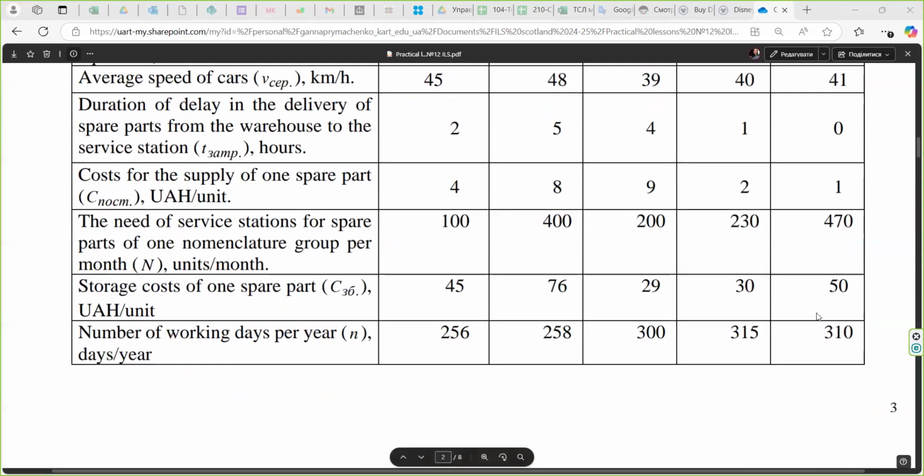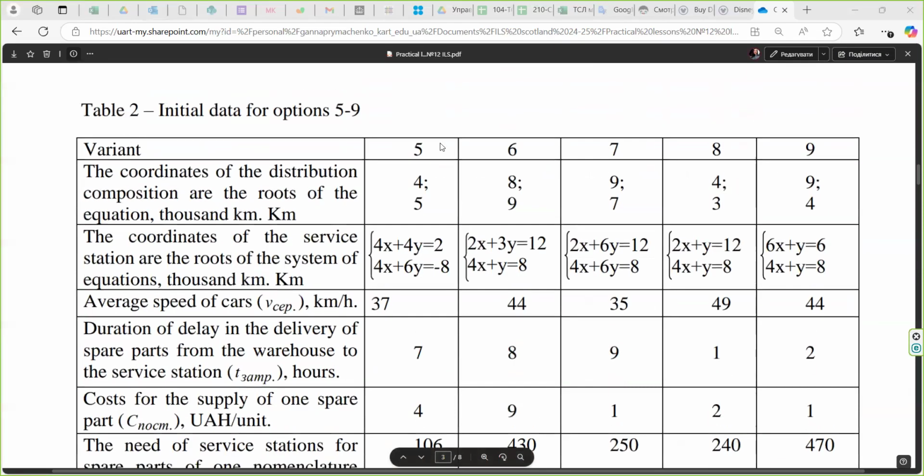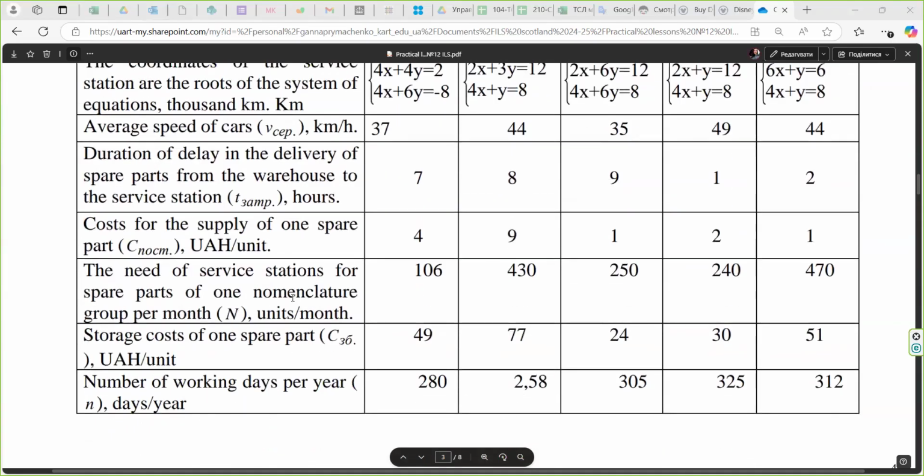For Yana, we also find this information for variant 6. It is our table number 2, variant 6, and the third parameter from the end, also units per 1 month, and you have this parameter, it is 430. We also need to multiply it by 12 months during the year, and find how many units per 1 year we need for the service station. Calculate it, please.